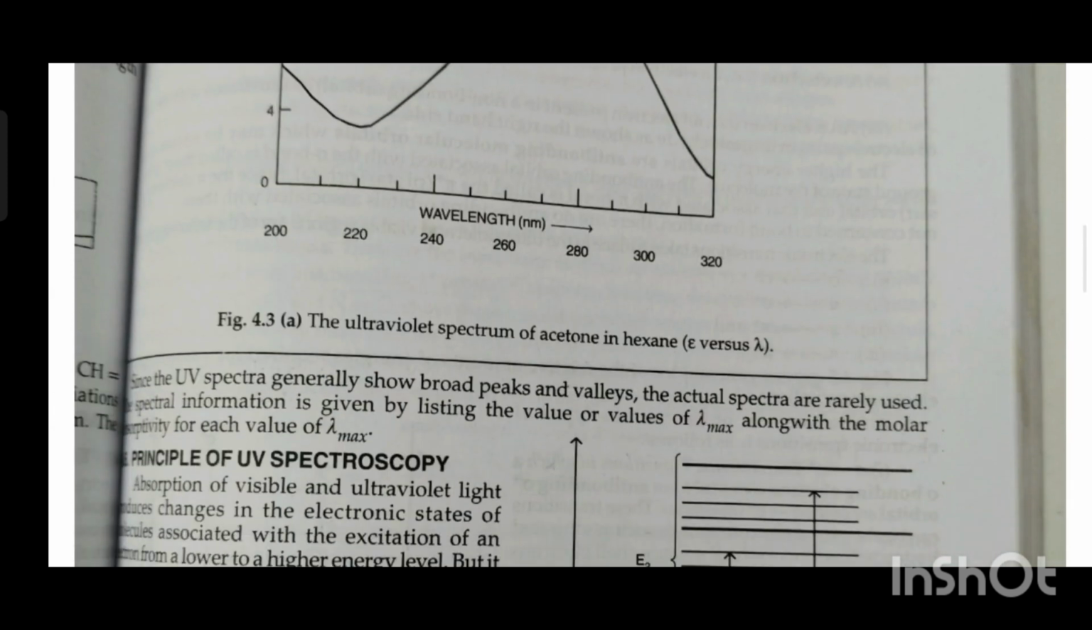Since the UV spectra generally show broad peaks and valleys, the actual spectra are rarely used. The spectral information is given by listing the wavelengths of lambda max along with the molar absorptivity for each value of lambda max.